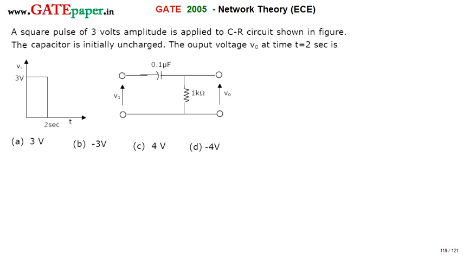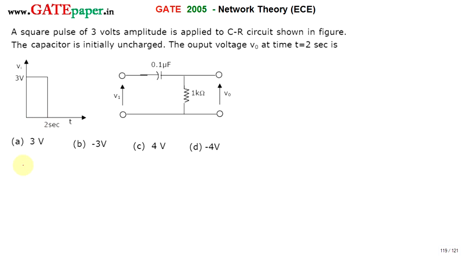Look at the circuit shown. It's a simple RC circuit, and for that, the input is a square pulse of 3 volts with a duration of 2 seconds, and the capacitor is initially uncharged. Find the output voltage V0 at t equal to 2 seconds.